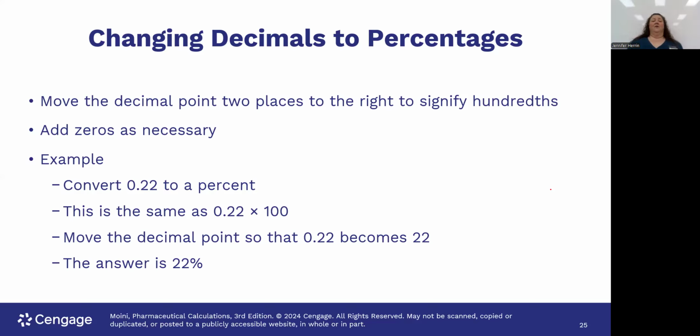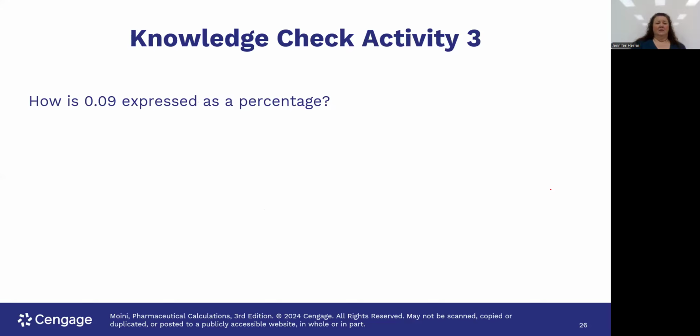So if we're asked to convert 0.22 to a percentage, this is the same as saying 0.22 times 100. So that forces us to move that decimal point so that 0.22 becomes 22. So 0.22 expressed as a percentage is 22%.